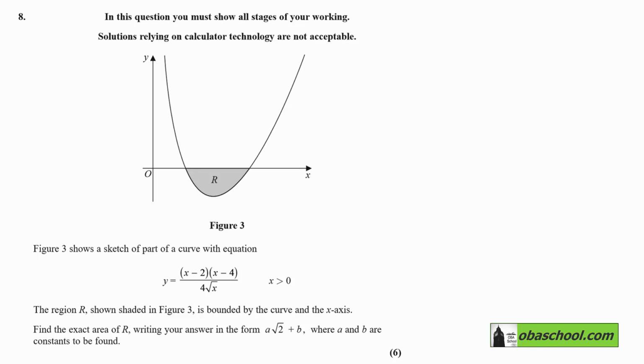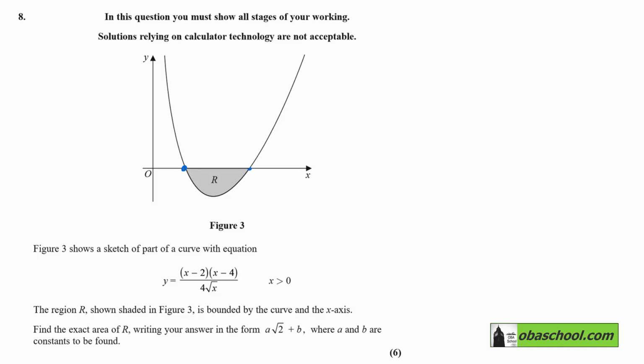Figure 3 shows a sketch of part of a curve with the equation given here. The region R shaded in figure 3 is bounded by the curve and the x-axis. Find the exact area of R, writing your answer in the form a root 2 plus b, where a and b are constants to be found.